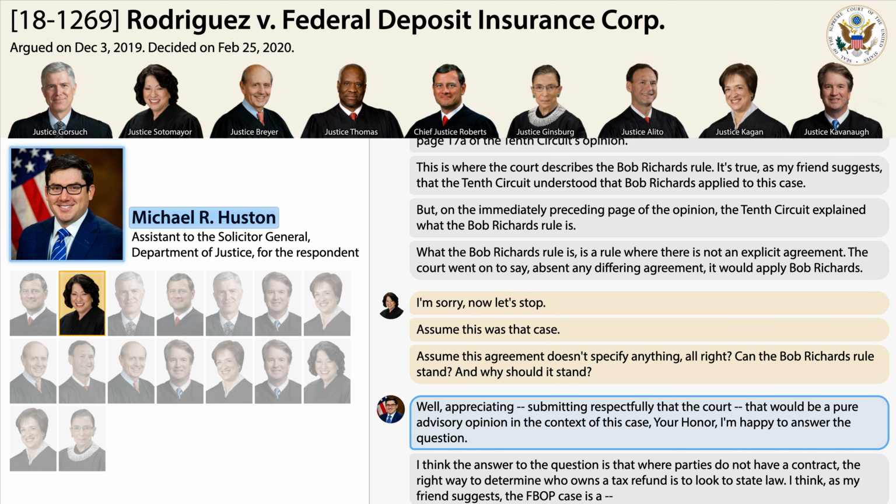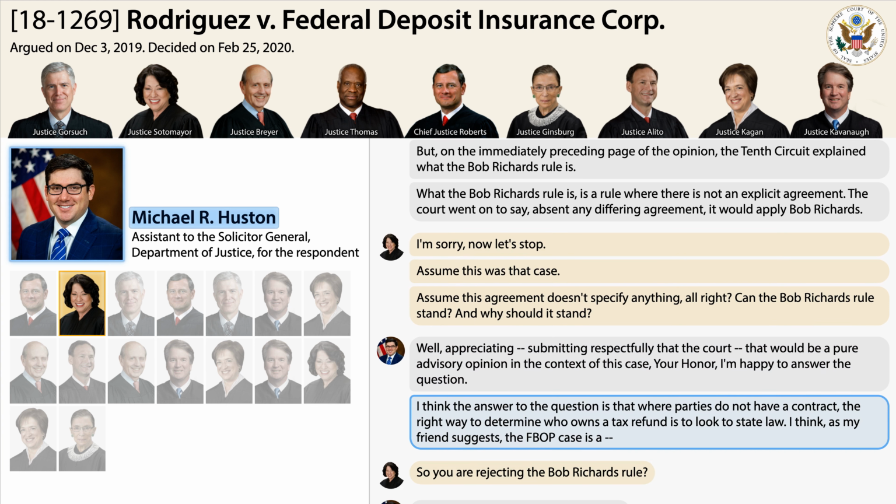Submitting respectfully that the Court, that would be a pure advisory opinion in the context of this case, Your Honor. I'm happy to answer the question. I think the answer to the question is that where parties do not have a contract, the right way to determine who owns a tax refund is to look to state law. I think, as my friend suggests, the FBOP case.